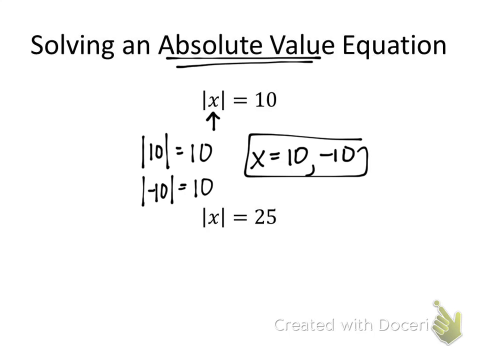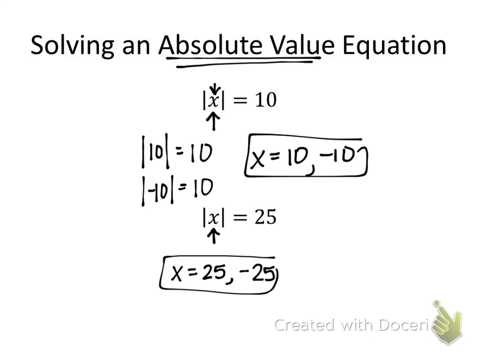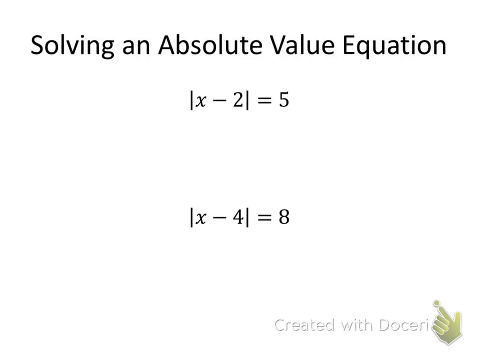So for absolute value equations, when they're looking for what I can plug inside of the absolute value bars, I should always have two answers. So let's look in here. What numbers could I plug in for x that would have the absolute value of positive 25? Well, I could plug in positive 25 and negative 25. Okay, so these would be my two answers. So let's move on to when I actually have an equation.